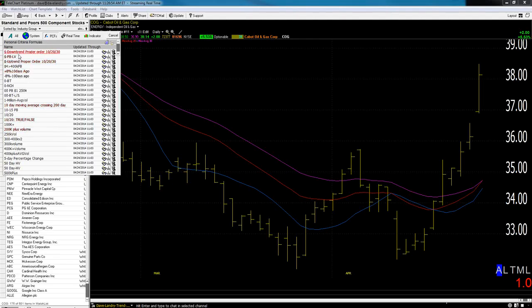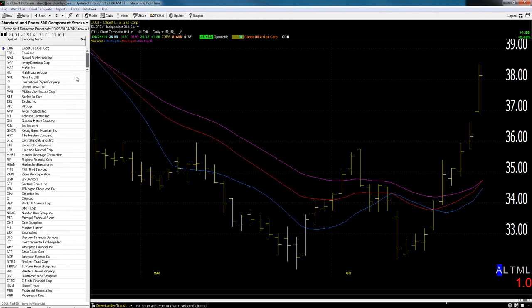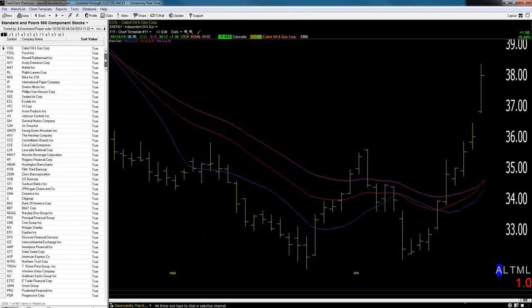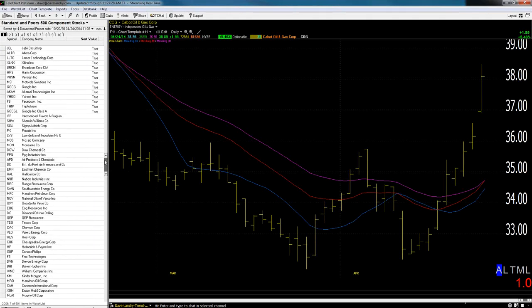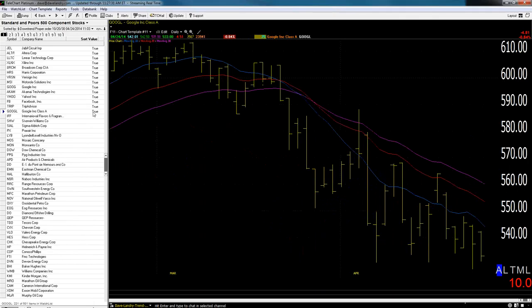So let's sort these by, and if any of you guys want these PCFs, there's nothing I do that I hide. I mean, I have a couple of new things I'm working on that I haven't made public yet. But anything I come out and talk about, there's a few things in the stock selection webinar I had made fully public, but anything like this that I come out and talk about, if you want my scans, just ask me. I'll give them to you. There's nothing proprietary or anything. So let's take a look at the downtrend proper order, and let's see how many are true.